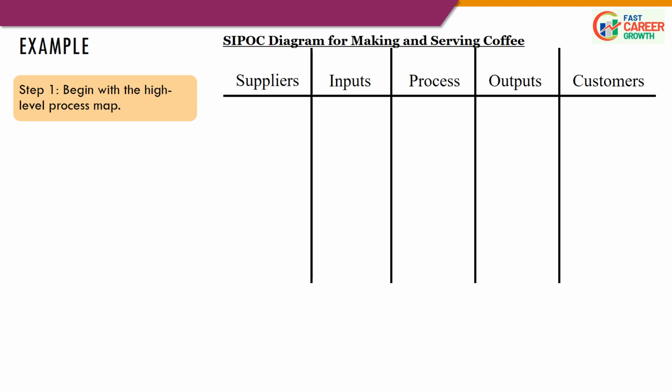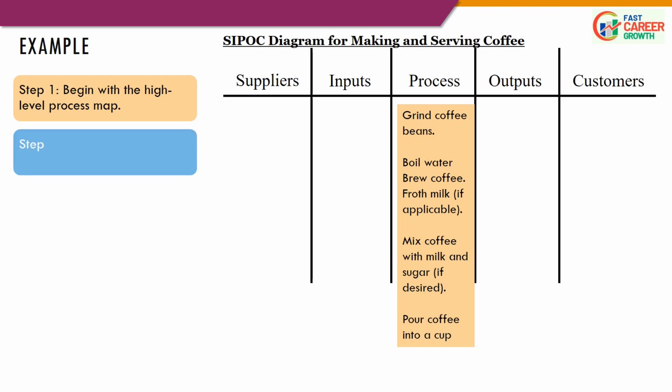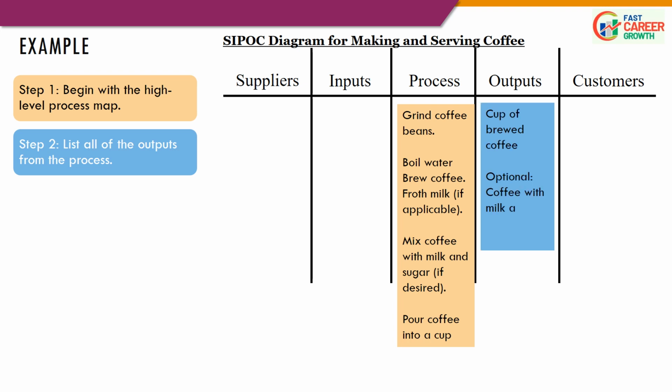Grind coffee beans. Boil water. Brew coffee. Froth milk if applicable. Mix coffee with milk and sugar if desired. Pour coffee into a cup. Step 2. List all of the outputs from the process. Outputs. Outputs are the final products generated by the process. A cup of brewed coffee. Optional: coffee with milk and sugar.